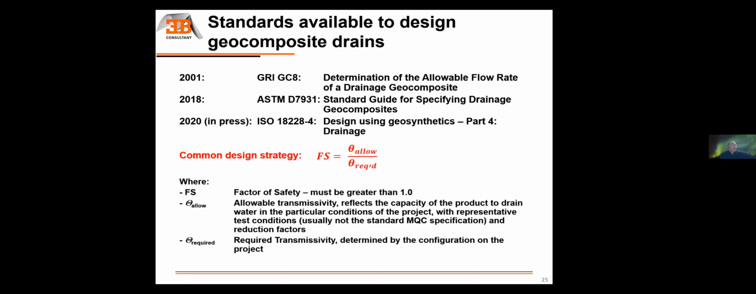And it should be always, sorry, it's correct. The allowable flow rate must be higher than the required flow rate, so the safety factor must always be greater than 1, which is what I explained a bit earlier as well.